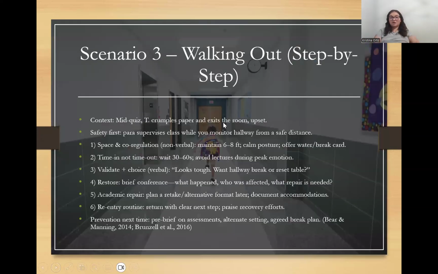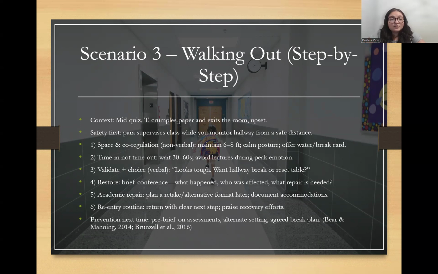Scenario 3, walking out, or what we like to call eloping. So mid-quiz, T crumples paper and exits the room upset. Safety first. The para supervises the class while you monitor the hallway from a safe distance. So for me, we call them IAs in my classroom. So I would look at the IA and say, "Can you please supervise the class?" while I go monitor the hallway and make sure the student's okay from a safe distance.